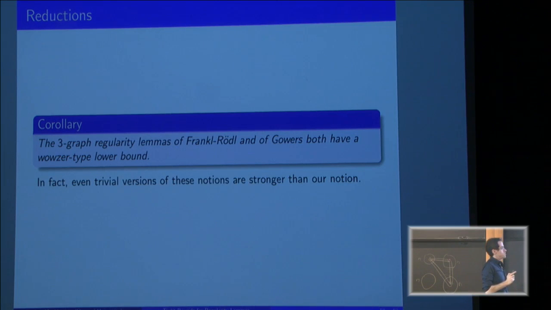And in fact, recall that I previously said that those regularity lemmas have several parameters. So it turns out that even if you take an essentially trivial setting of those parameters, our lower bound is still stronger than delta regularity for constant delta. Just because we didn't write down the proof, but it should be true.